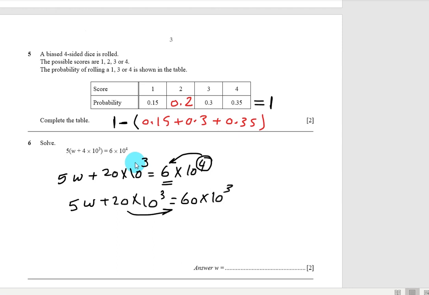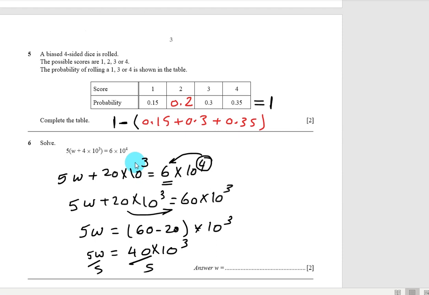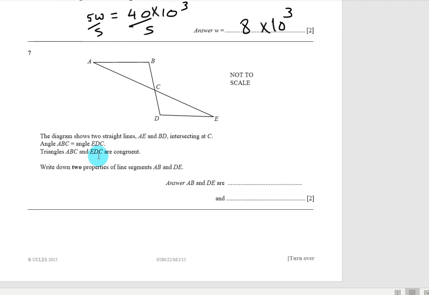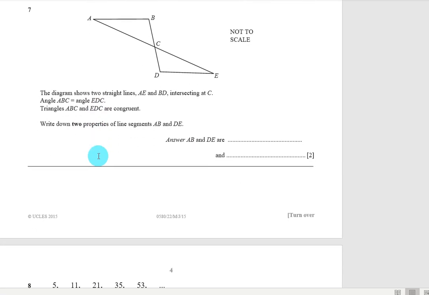Let us subtract 20 multiplied by 10 power 3 from both sides, so 5w will equal 60 minus 20 multiplied by 10 power 3, so 5w will equal 40 by 10 power 3. Divided by 5, the answer will be 8 by 10 power 3. Let us go ahead to another question.